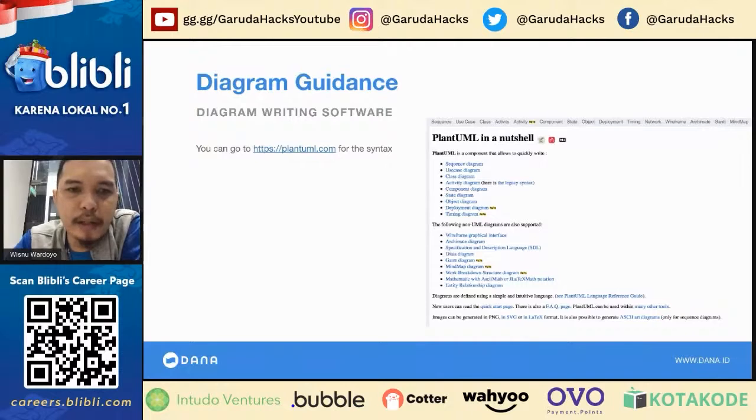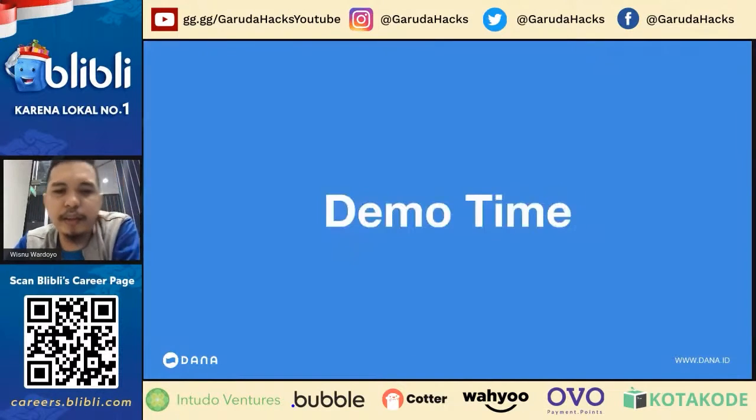Basically, for the diagram guidance, you can go to plantuml.com for the syntax. Over there, you can see all the diagram types. It starts from the sequence diagram, use case diagram, class diagram, and so many of them. Yeah, you can open that. Okay, next is demo time.